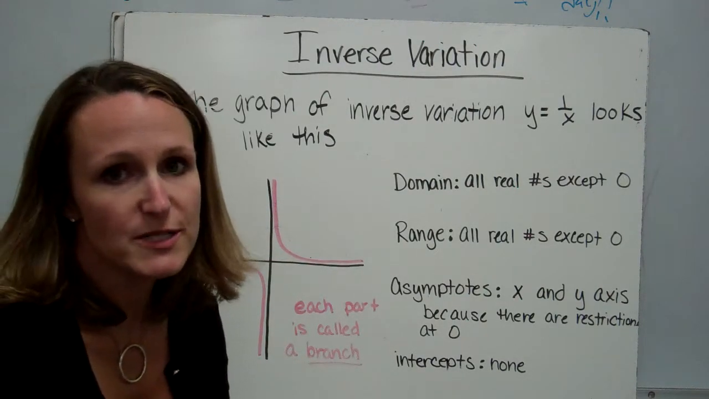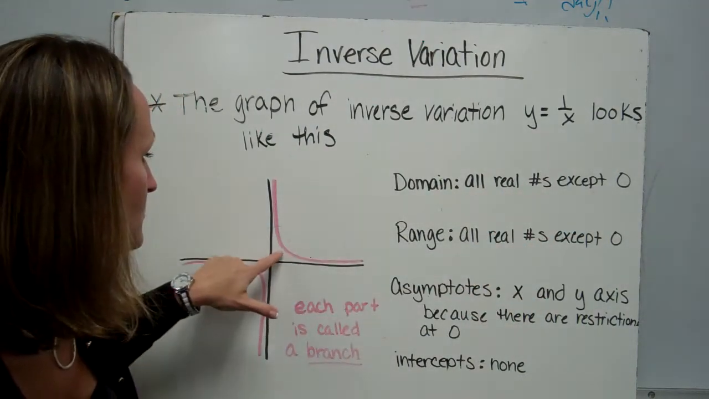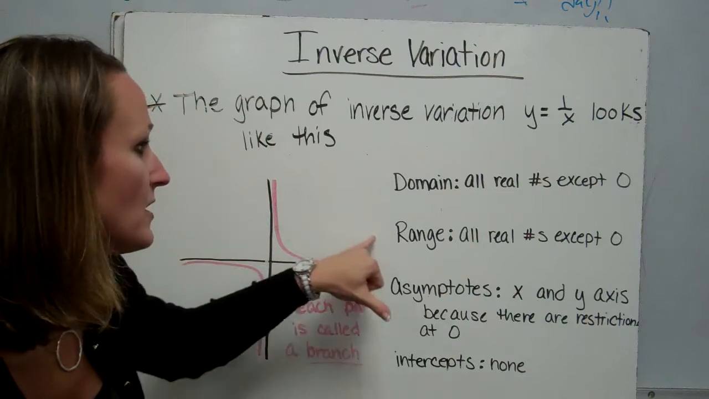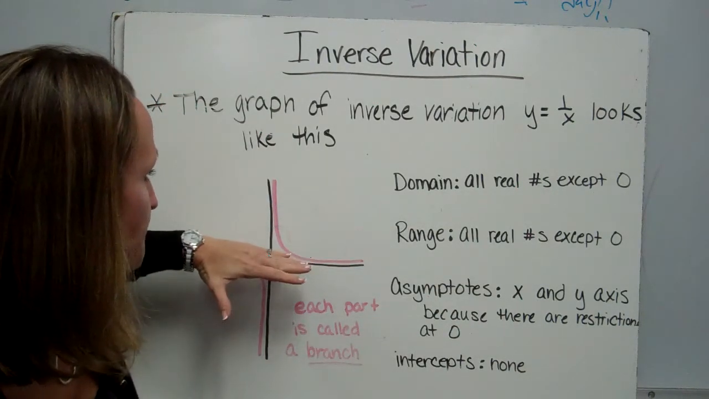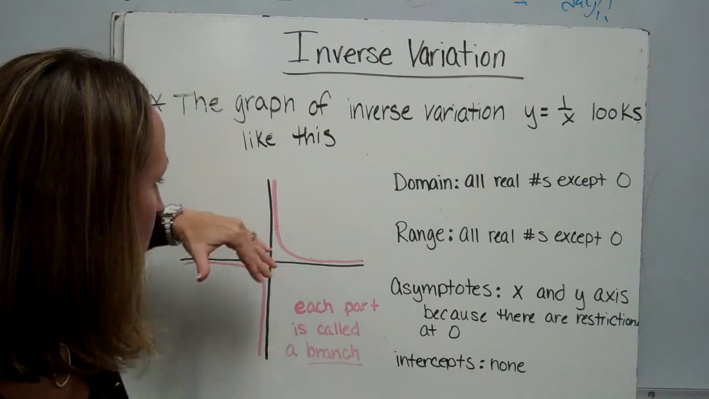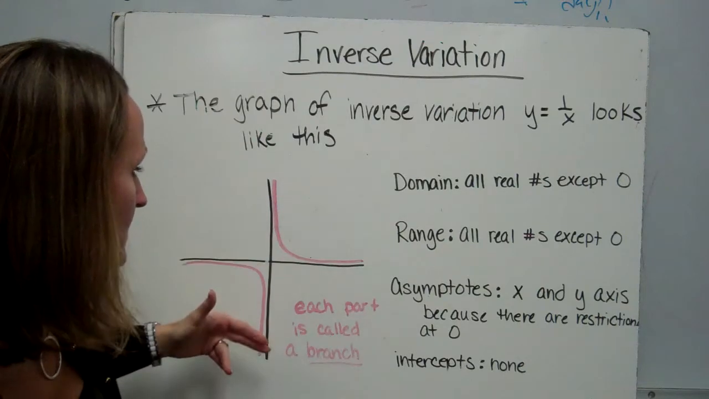To talk about the characteristics of an inverse variation graph, the domain would be all real numbers except for 0. Notice that it doesn't touch the 0. The range is also all real numbers except for 0. Keeping in mind, your x values would be here and here. Your y values would be here and here.